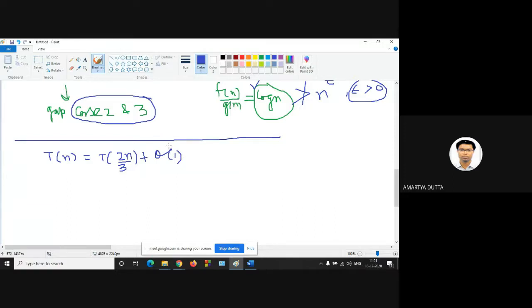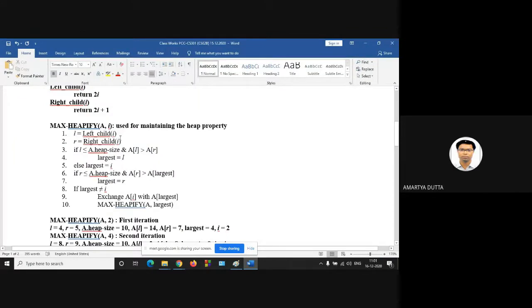So why do we use the max heapify procedure? Can you show how you found that equation? Why do we use max heapify? Max heapify is used for maintaining your heap property at any intermediate position. Is it clear?